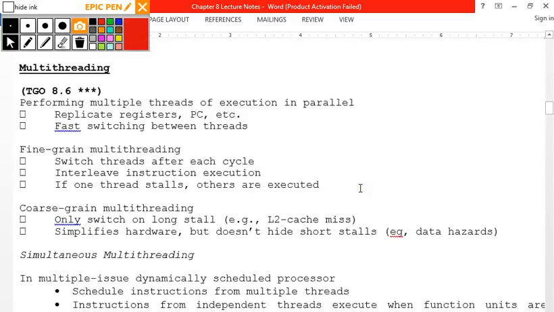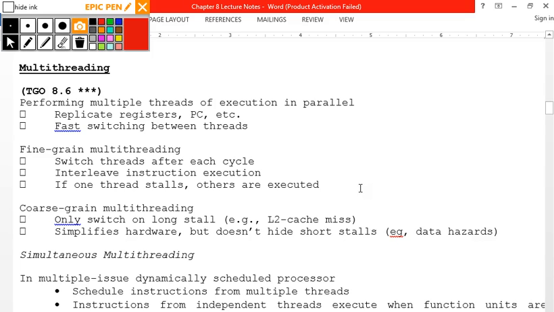Now we're going to get into this concept of thread level parallelism. What we were doing before is using the same architecture to do multiple instructions. Now, using multiple processors, we can either do the same instruction set or do multiple instructions simultaneously.